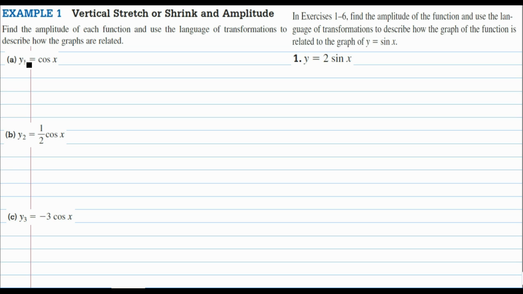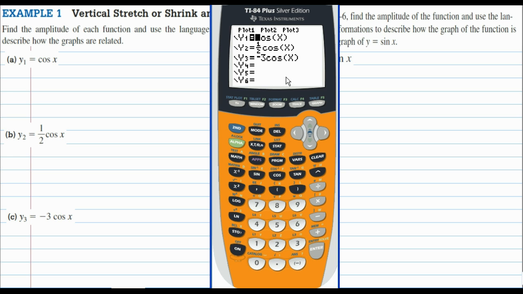So in y1 we're going to graph the cosine of x, and then in y2 we're going to graph 1/2 the cosine of x, and then in y3 we're going to graph the opposite of 3 times cosine of x. So now I've got all three graphs put into my y equals, but I'm only going to turn on y1 for right now, the cosine of x. I'm going to look at part A first.